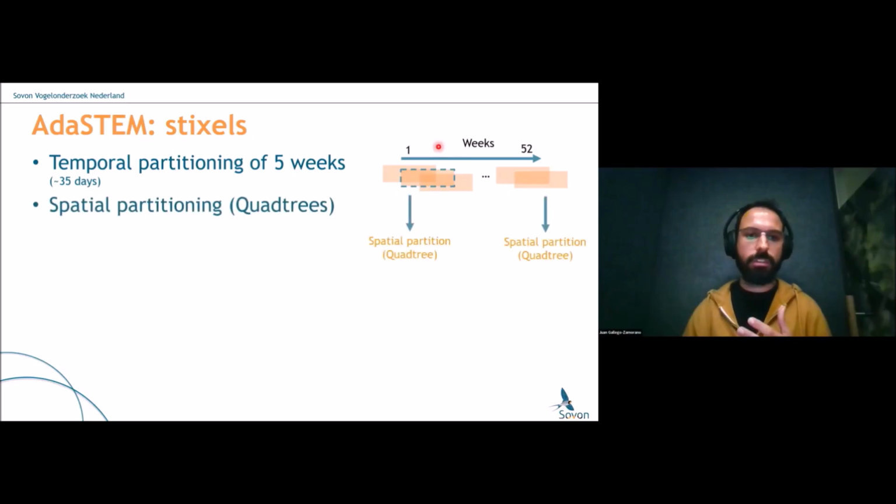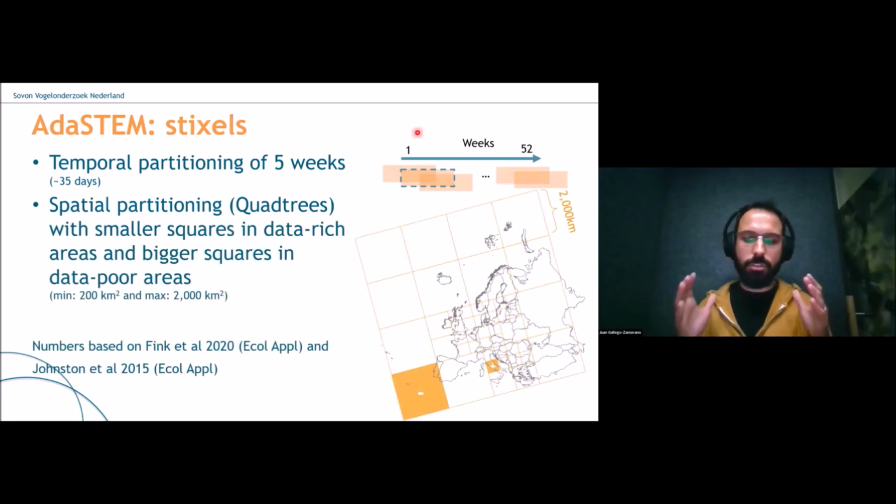After you do this temporal partition, for each of these windows you create something called a quadtree, which is basically the spatial partition. How this spatial partition works is that you divide your study area, in our case Europe, into squares, which are called quadtrees. In data-poor regions, where you have less data, the squares are much bigger than in areas where you have much more data. So in data-rich areas, you have smaller squares.